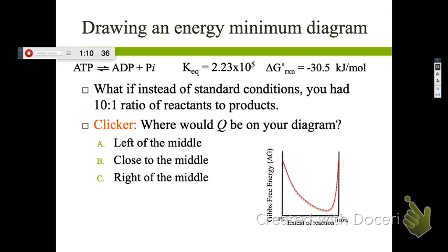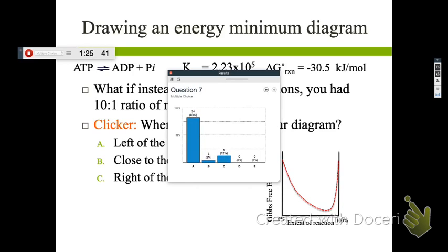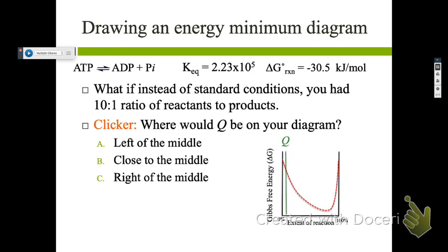Corbin, what did you guys discuss? Where would Q be on this graph? We said since the ratio is 10 to 1, and there's a lot of reactants and very low products, we said that it would start left to the middle, A. And most of the class agrees with you. I do as well. So our Q value would be pretty far to the left.